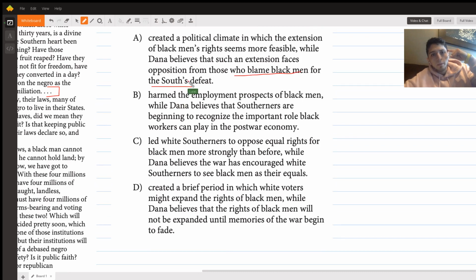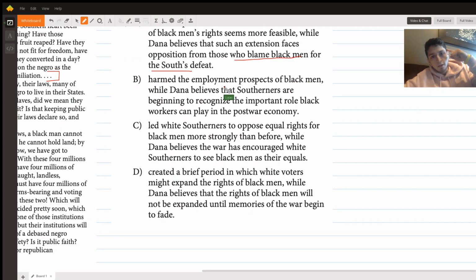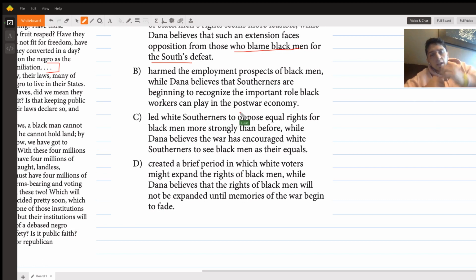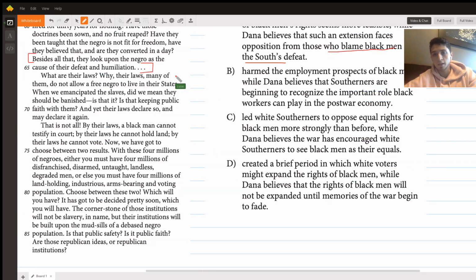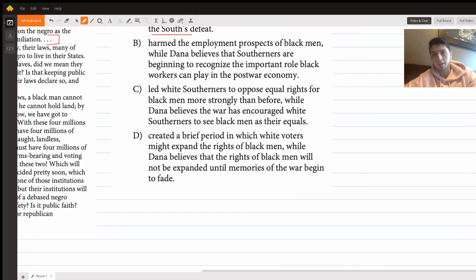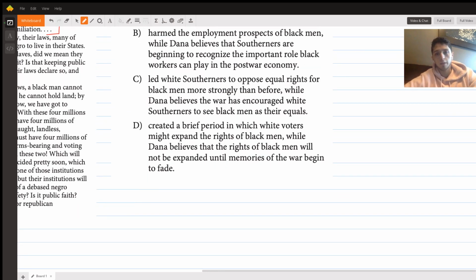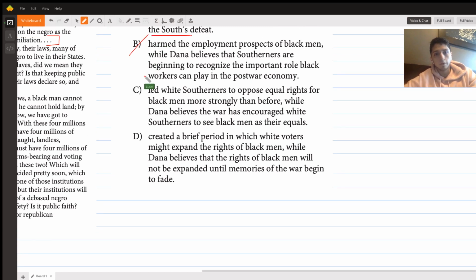So A seems plausible because of this connection. But then I look at B, C, and D. What does Dana say in B? Believes that Southerners are beginning to recognize the important role Black workers can play in the post-war economy. This is not what Dana says. Basically, he's saying that Southerners are downplaying the role that Black men can play in the post-war economy. It's the opposite of his point, so we get rid of B.